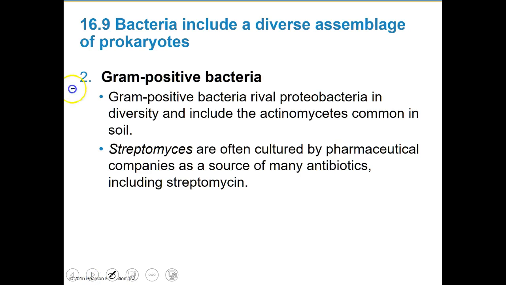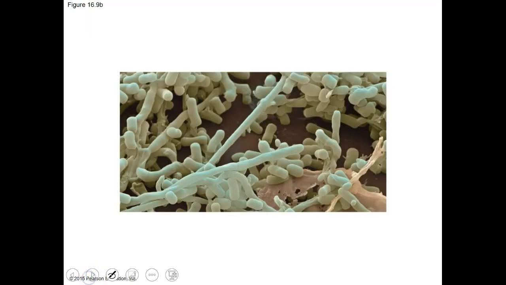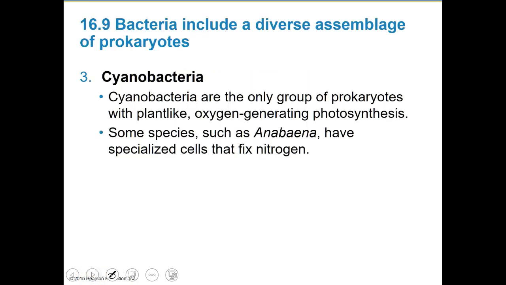The second grouping that we have is gram-positives. These are all gram-positive, and they're also pretty diverse, so they rival those Proteobacteria. They include the actinomycetes that are common in soil, and Streptomyces, which are cultured by pharmaceutical companies to make antibiotics, including streptomycin. So there are your examples. I know we're going quick through some of these, but we'll slow it down in class.